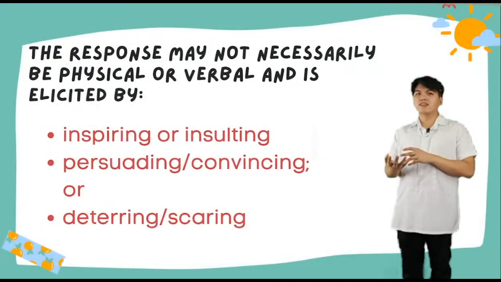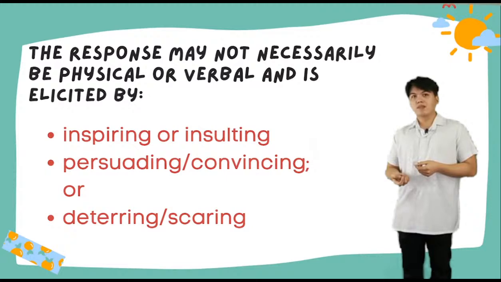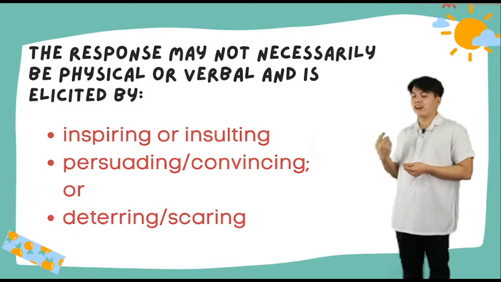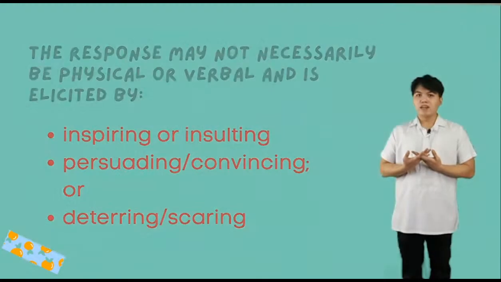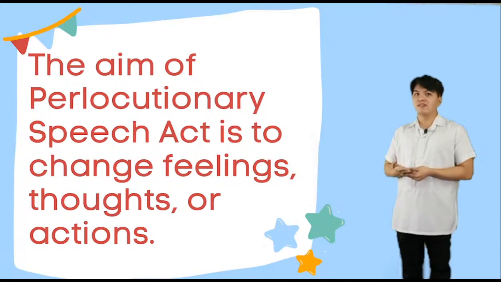The response may not necessarily be physical or verbal and is elicited by speech that could be inspiring or insulting, it could be persuading or convincing, or it could be deterring or scaring. Simply put, the aim of perlocutionary speech acts would be to change feelings, thoughts, or actions.